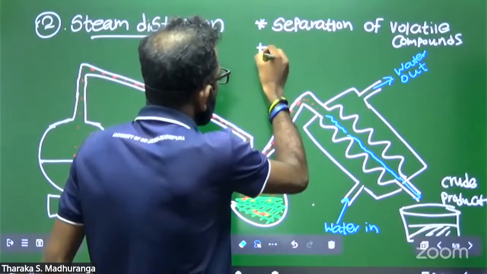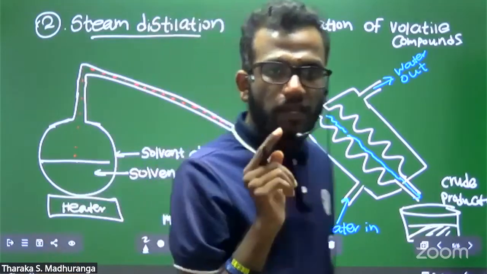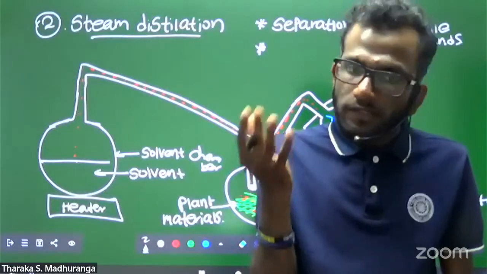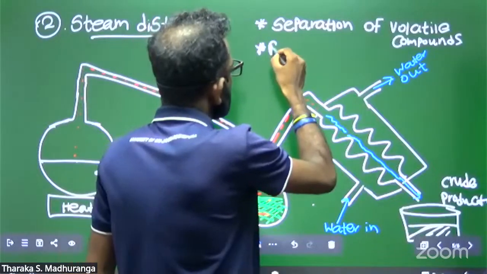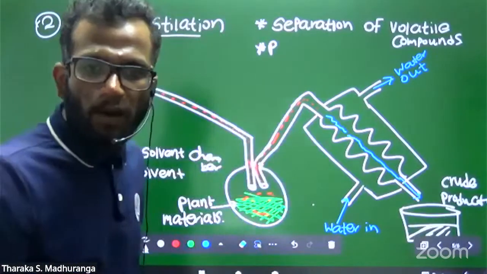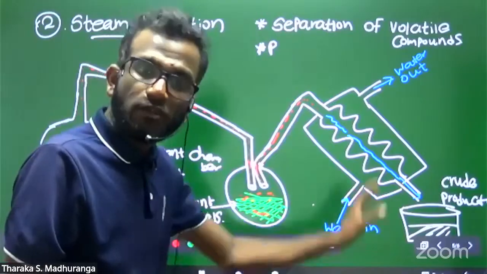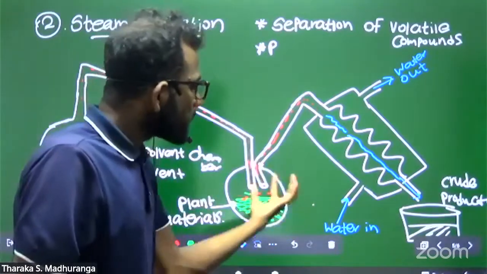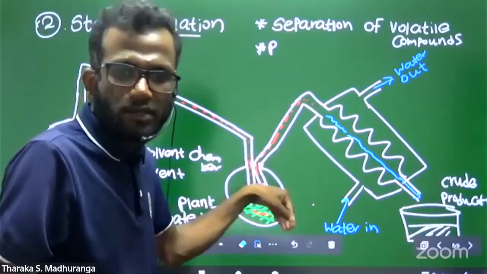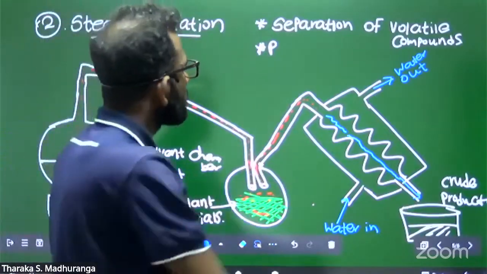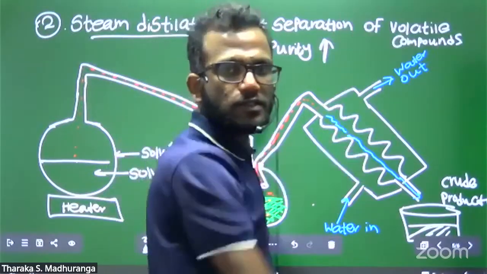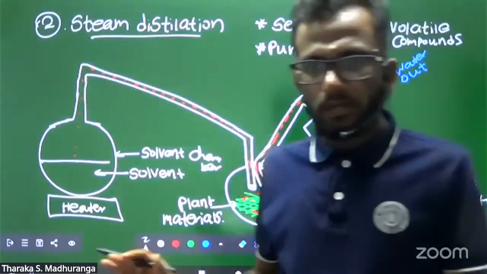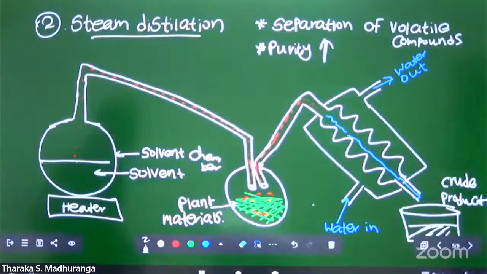And the second point, the purity of the steam distillation crude product is higher than the simple distillation crude product. The purity is very high because no non-volatile compound comes into the crude product. Only volatile compounds come. Non-volatile compounds cannot be separated by steam alone. Therefore, the purity is very high in steam distillation. Do you have any doubt on these two points? Any doubt?